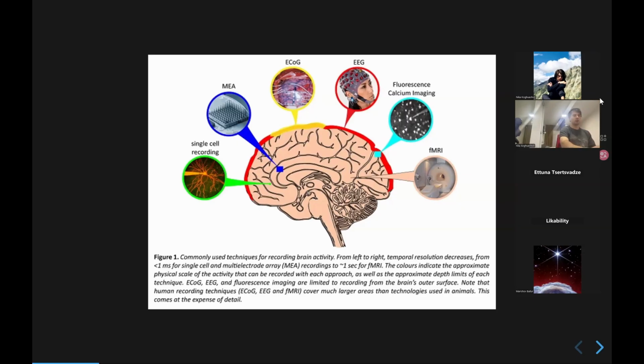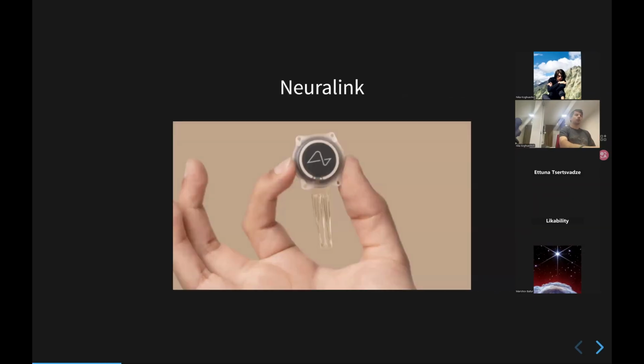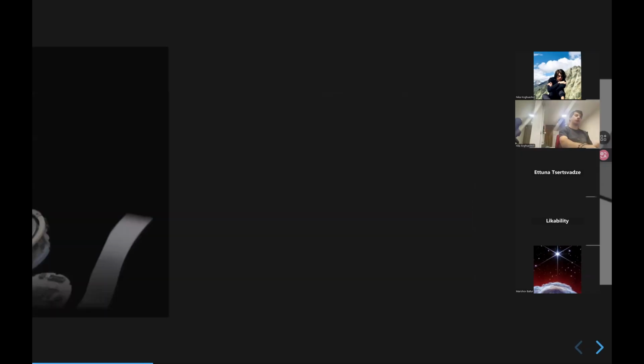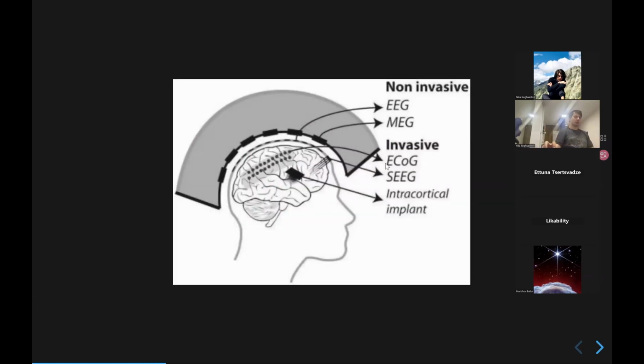Okay, let's get into specific examples now. So I again want to talk a little bit more about Neuralink specifically, just because it's the most popular brain chip company right now in the world. They have this chip which is made of these parts. They plant this in the brain of a person in the motor cortex.